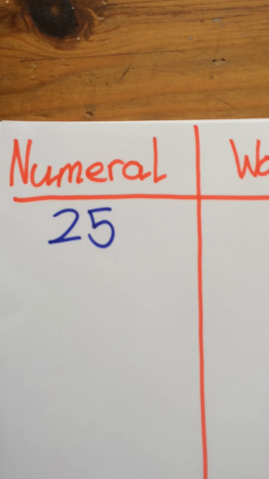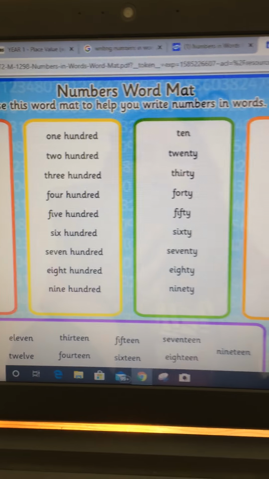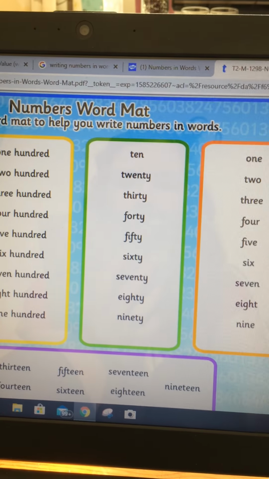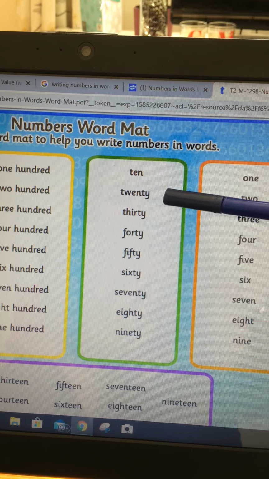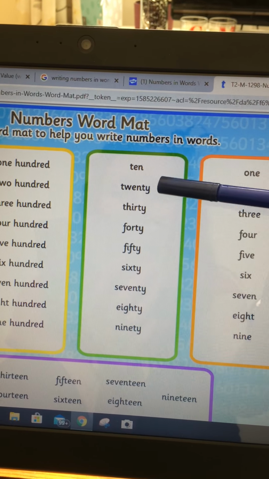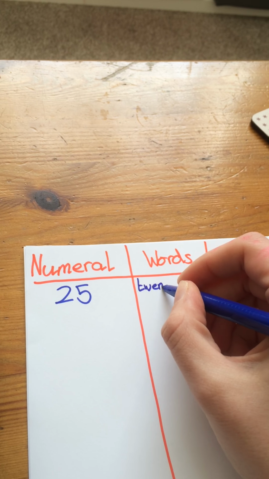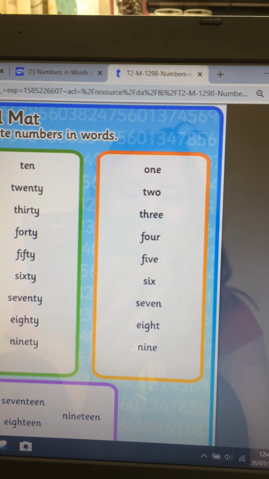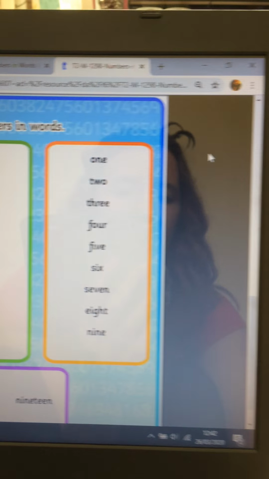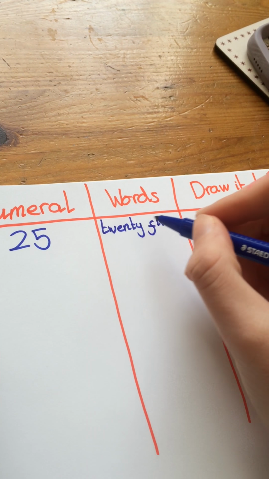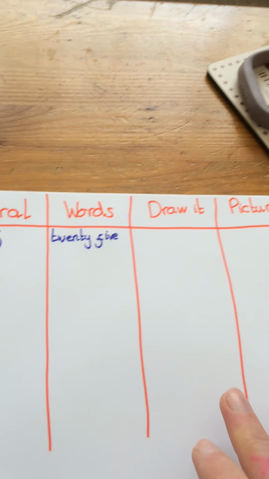But for this number, for example, 25, I can either try and sound talk the word myself, or I can have a look on here, and I can find 10, and 20. So I know I'm going to want to write 20. And it was 25, so I need to find, now I'm very good at sound talking 5 actually, so I can see it there, there's my split digraph, 25. Right, and that's all you need to do for the words.